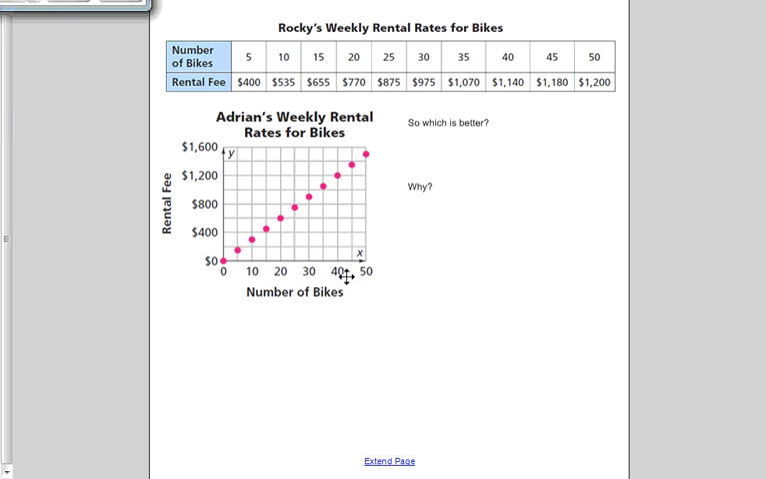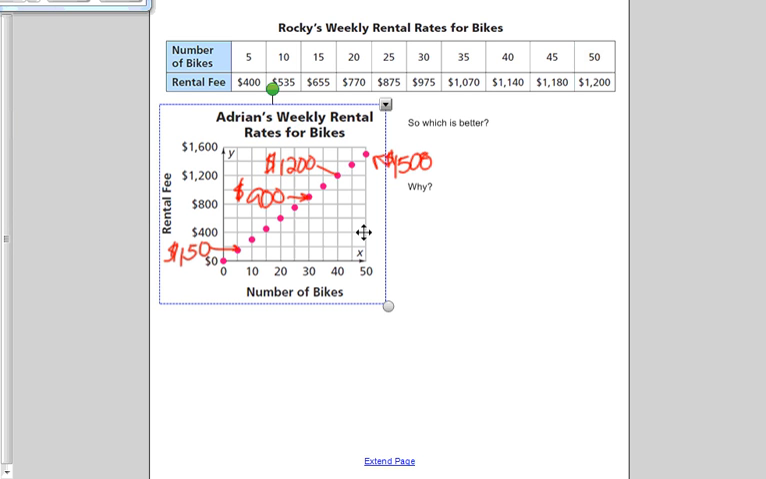So we're getting even closer. Let's look at 50 bikes. If we wanted to order 50, Adrian's is going to charge us $1,500. If we go up to Rocky's, they're only going to charge us $1,200. That's what Adrian's charges us, if you can see right here, for 40. We get 10 fewer bikes if we went with Adrian's compared to Rocky's.